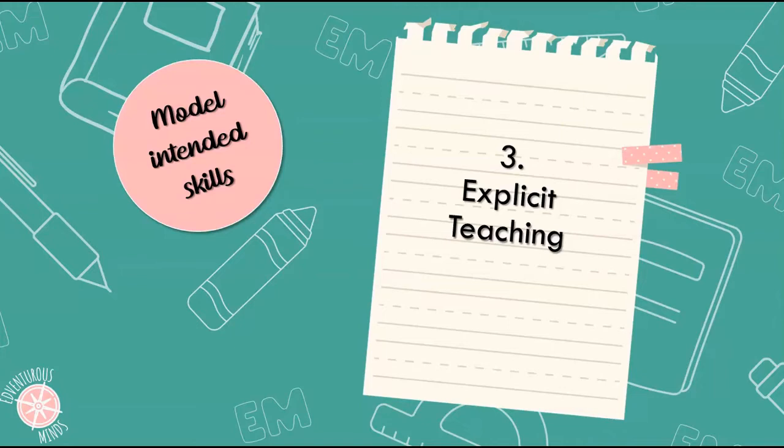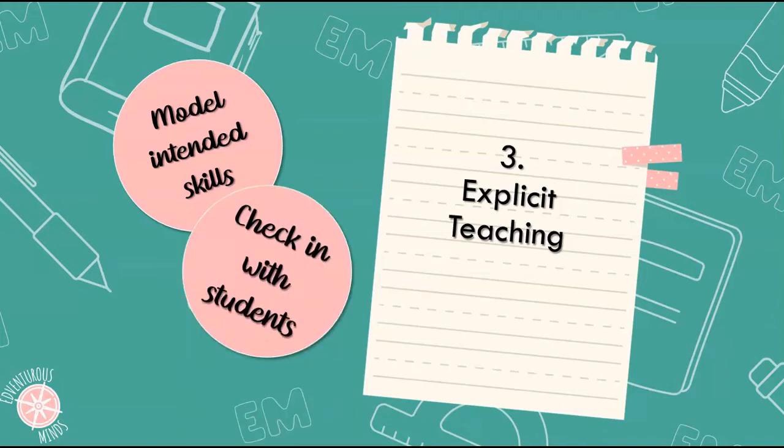But what is best is that you demonstrate how it is that they do that particular skill so that they can see it in action. It also means that you check in with students to make sure that they understand along the way, that they've seen you do that skill and they understand the steps involved with it. So explicit teaching is not only modeling those intended skills, but checking in with students along the way.